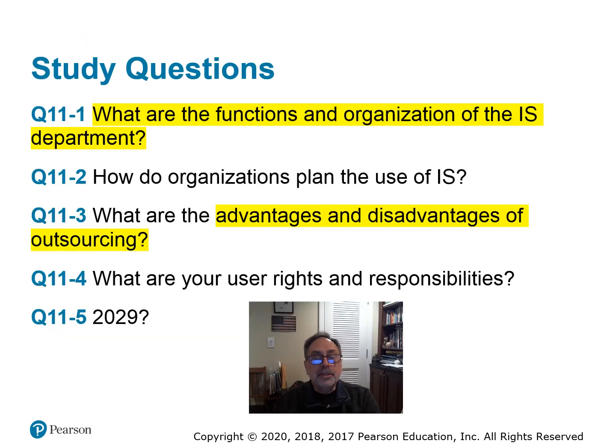We'll look at the functions of an IT organization. They vary quite a lot, obviously, depending on the nature of the company and its needs. And we'll look at some of the advantages and disadvantages of outsourcing, which is a critical function that needs to be incorporated within IT.